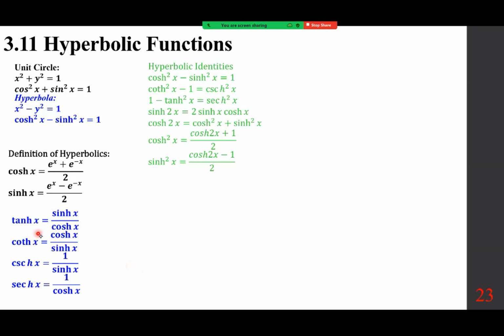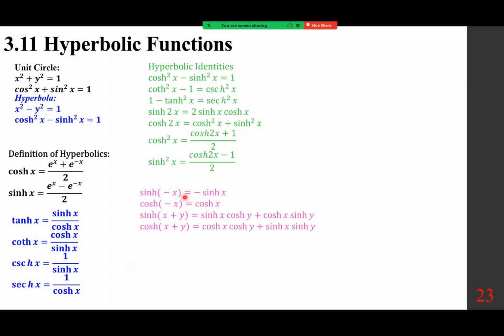Okay. So other identities, for example, sinh of minus x is minus sinh x. You may remember that sine of minus x is minus sine x, and cosine of minus x is cosine x. The same thing happens here. And then sine of x plus y, cosine of x plus y, we have things like that here.